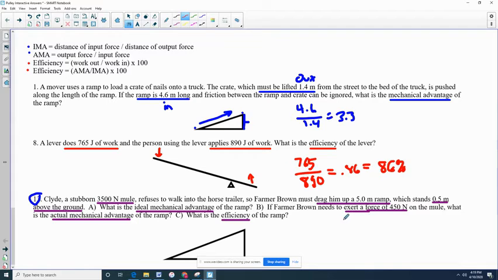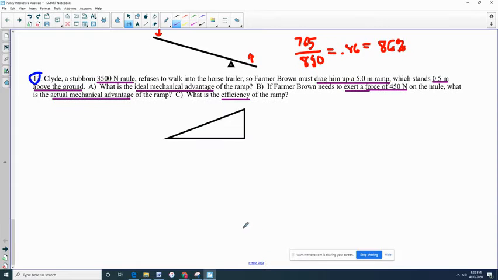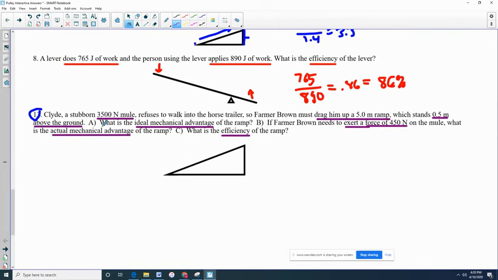Okay. And then we come down to our last one down here. I'm going to move this over so I can give myself some room. Sorry about that. Clyde, a stubborn 3,500 Newton mule, refuses to walk into the horse trailer. So Farmer Brown must drag him up a 5-meter ramp, which stands 0.5 meters above the ground. So let's do that first. That means this part is 0.5 meters, the part that the ramp is going to lift old Clyde. The farmer is going to have to drag him this entire distance, which is 5 meters.